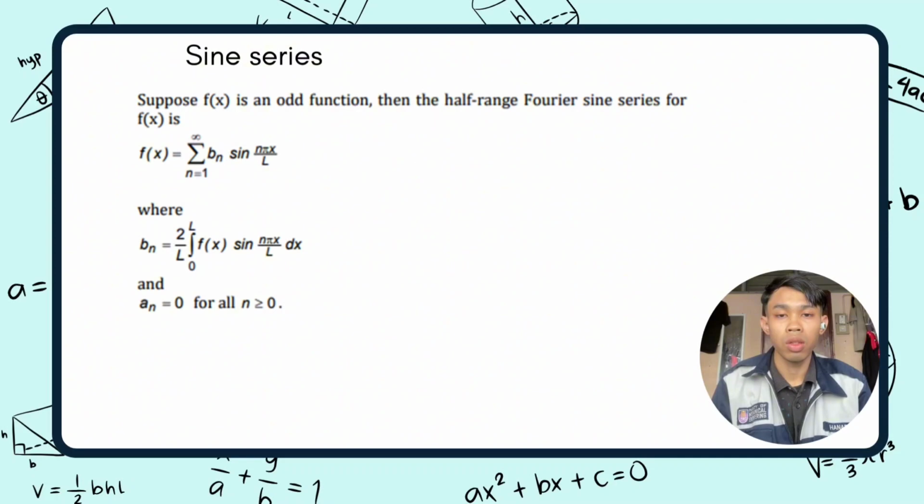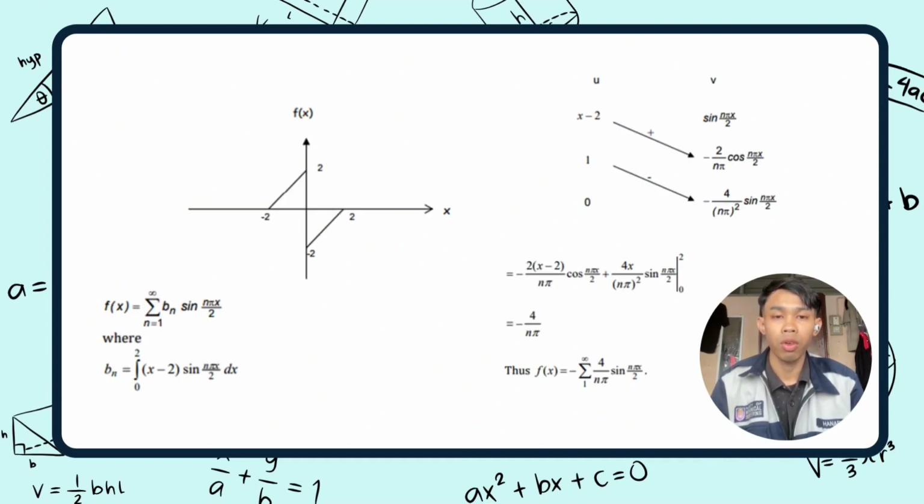Secondly, sine series. For sine series, supposedly f(x) is an odd function. So we have to find the value of bn while the value of an is equal to 0. This is the sketching for the function f(x) equal to x minus 2. Then we put the function into the formula of bn given. Then we solve it. Thus we will get the sine series.